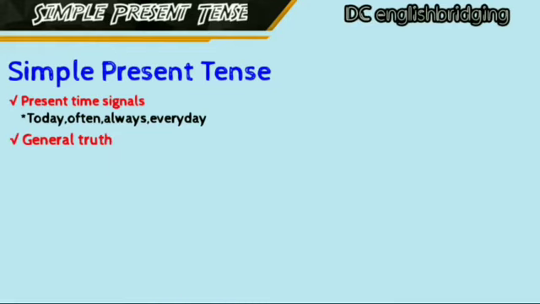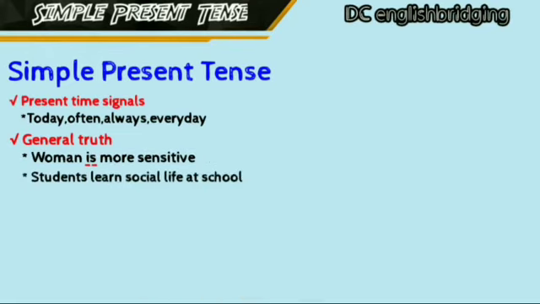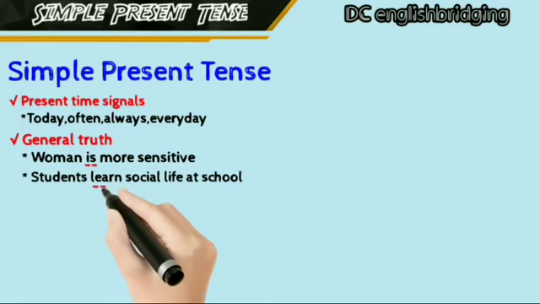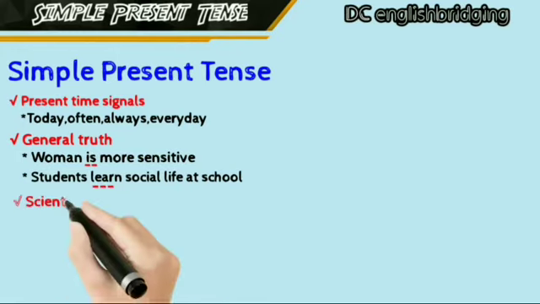Simple present tense talks about general truth, like: The woman is more sensitive. We know that it is real. And then the sentence uses is because it is simple present tense. Don't put was, it will be wrong. And then: Students learn social life at school. That's a general truth. We know it. So learn should be in the first form, verb 1, because it is simple present tense, general truth.